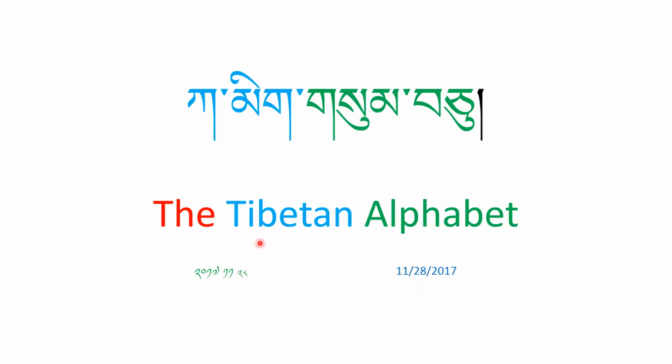Let's study the Tibetan alphabet. Nanzo Gami Sumju Jand. Sumju means 30. Gamik refers to the 30 consonants. So we will look at both consonants and the vowels of the Tibetan alphabet today.